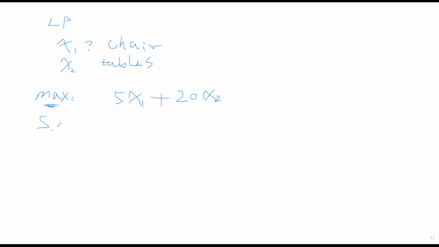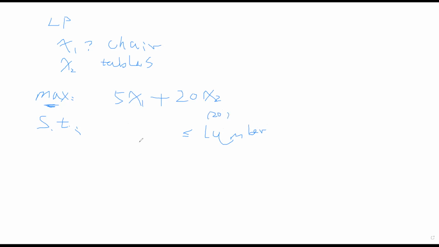And then it does have some constraints, subject to. For example, usually two types of constraint in this example. One type would be that we only have limited resources such as lumber, right? So in that case, we say, okay, I only have 20 square feet of lumber available.